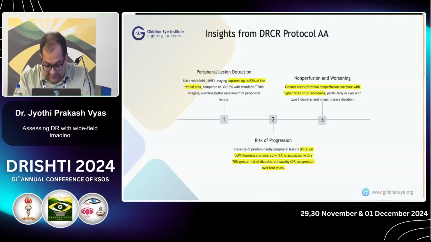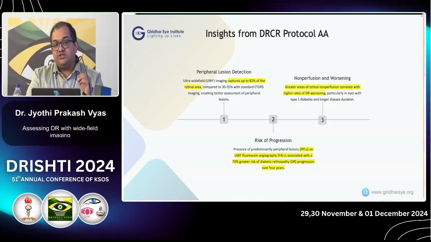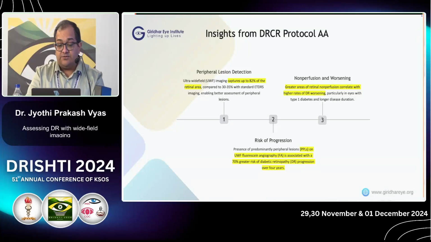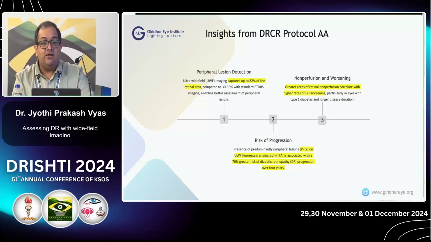Now, if you remember, classically, diabetic retinopathy has been defined as a disease of the posterior pole. But now, with ultra-wide field imaging, we are able to assess the periphery as well, and to identify the importance of predominantly peripheral lesions in diabetic retinopathy. It was found that these areas correlated with systemic comorbidities and rapid progression of disease over a period of time.